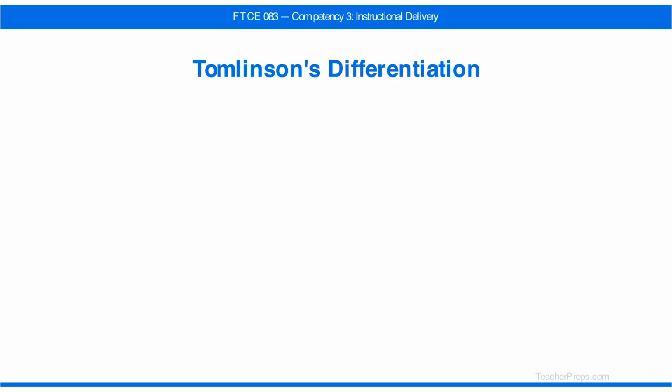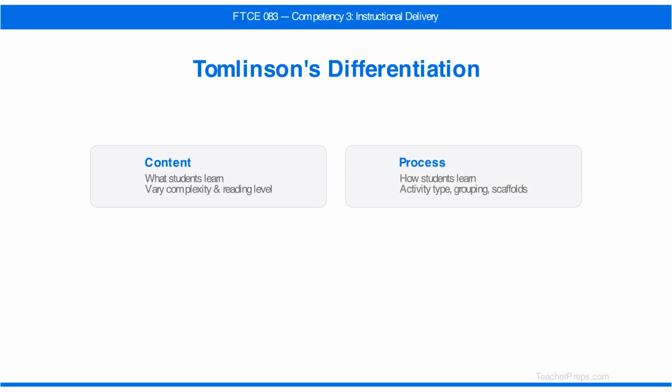The exam draws heavily from Carroll and Tomlinson's model. Tomlinson identifies 4 elements you can differentiate. First is content, what students learn. You adjust the complexity level or the reading level of materials. Some students read the original source, others read an adapted version. Same learning goal, different access points.